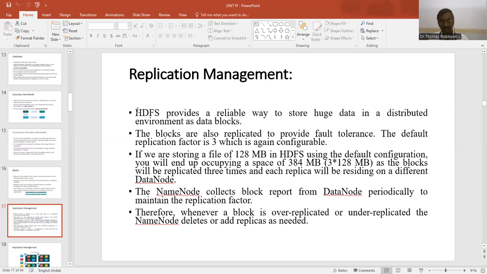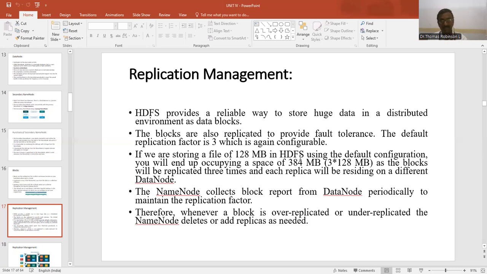One file is divided into blocks of 128 MB. So one block is 128 MB, and each 128 MB block will be stored in three places, in three data nodes. This part we call replication management. Here, storing a file of 128 MB in HDFS using the default configuration will end up occupying 384 MB. That means 3 into 128 MB. As the blocks will be replicated three times, each replica will reside in a different data node.